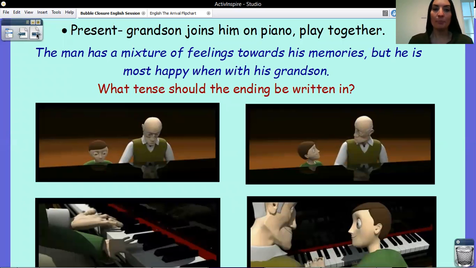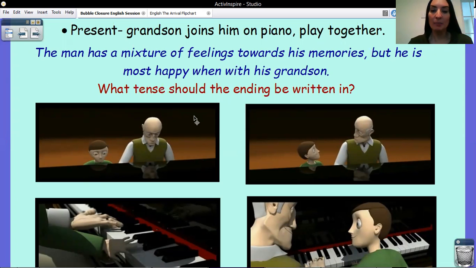Okay, so here we go. We know at this point from when you planned earlier in the week, the man has a mixture of feelings towards these memories, but he is most happy when he is with his grandson. Now, throughout this whole piece, we've been switching between tenses. So what tense should the ending be written in? Just have a think for a moment. Obviously, it's now back to the present, so we'll be writing in present tense.